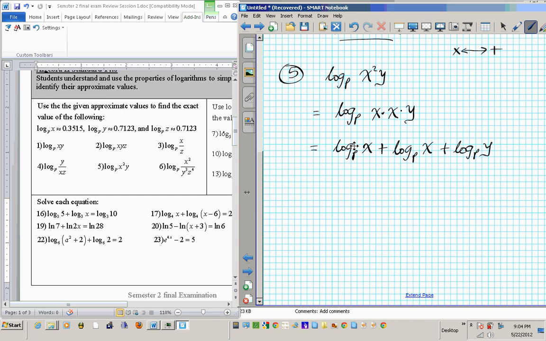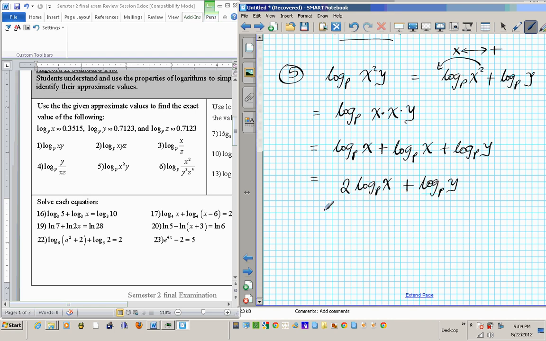Since we have two x's here, it's the same as doubling it. So we can write this as 2 log base p of x plus log base p of y. Another way I could have done this is to write log base p of x squared plus log base p of y, and then move the 2 to the front, and I end up with exactly this. Whichever way you want to do it, just remember when you're squaring a variable, you're going to double the logarithmic value. Squaring is multiplying something by itself, which is the same thing as adding it to itself in the logarithmic world, which is doubling.